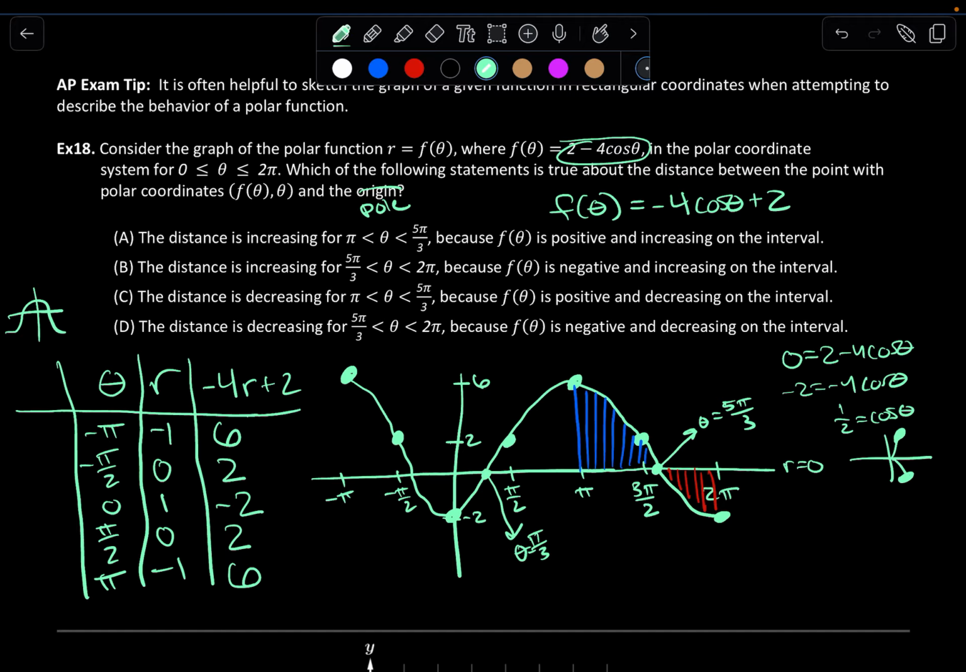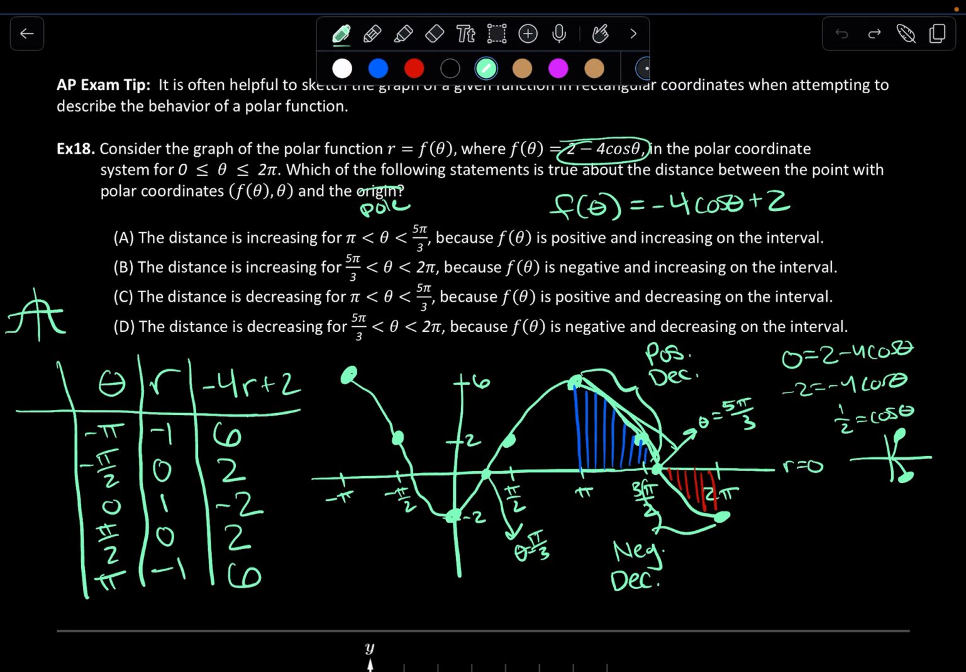Okay, so for this top part here, from pi to 5 pi over 3, the function is positive and it's decreasing. But from 5 pi over 3 to 2 pi, which is here, the function is negative and it's still decreasing. All right, so let's take a look. Part A says that the distance is increasing from pi to 5 pi over 3. That is not true, okay? We can see that it's clearly decreasing here from pi to 5 pi over 3, so we'll get rid of A.